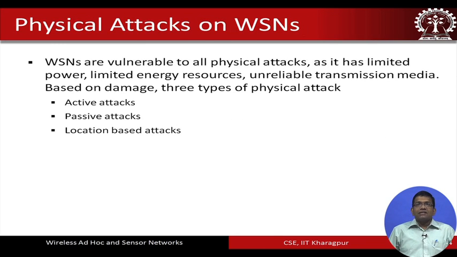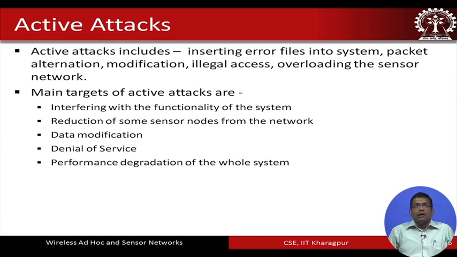Now, physical attacks are also possible on sensor networks. These physical attacks can be of three types: active attacks, passive attacks, and location based attacks. Active attacks can take different forms, such as inserting error files into the system, actively altering the packets, modifying the packets, illegal access to the network, overloading the sensor network, etc.